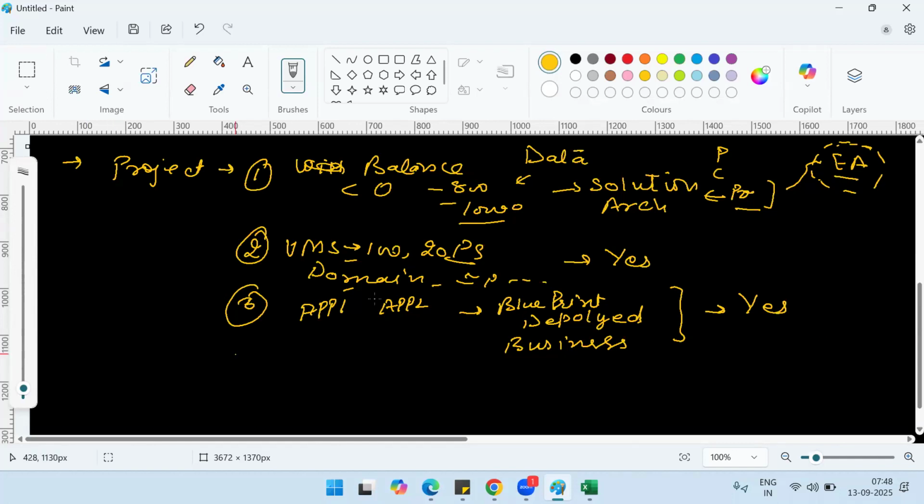Now, fourth, for example, you want to deploy the solution on cloud or on-premises environment, and what will be the hardware capacity and software capacity.